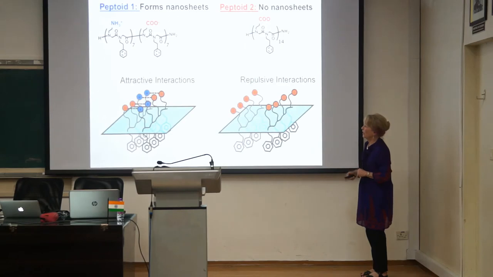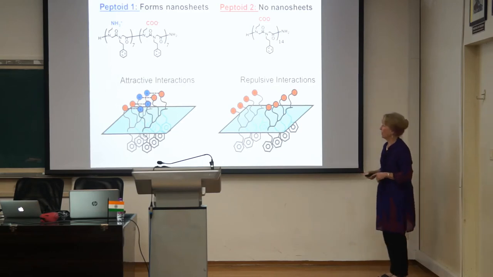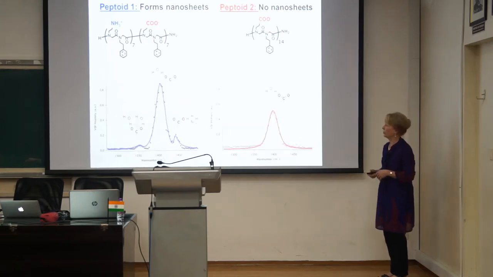Skip through that too. It's because you have these interactive junctions between the amine and the carboxylate head group. Attractive interactions work, but when we did peptoids that just had repulsive interactions, you couldn't get the peptoid sheets to form. So the important part of these studies was to demonstrate that this attractive interaction was important. And this is just some of the data, the spectra associated with that.